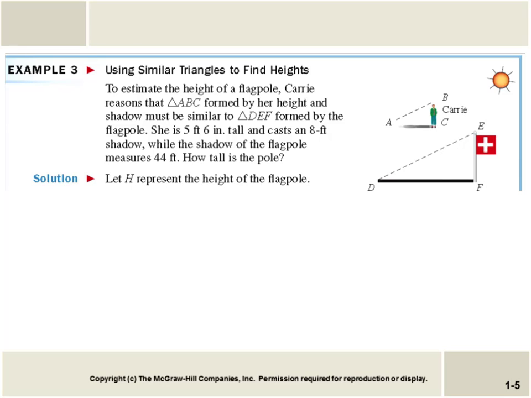Okay, now we have similar triangles. So similar triangles, what it means is they're not necessarily the same size, but they're proportionally the same. Okay? So for example, I have here a triangle of Carrie, and this is of a flag. It says Carrie reasons that these triangles are similar because they're basically created by the sun. And the sun's far enough away that we can say they're similar.